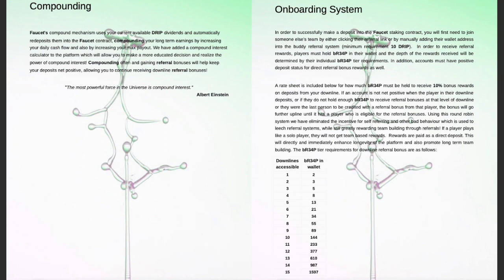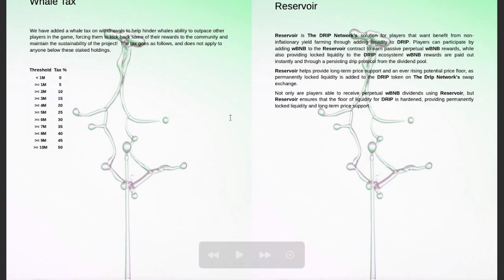The BREEP token, I will leave the BREEP token address down below as well. And depending on how much BREEP you hold in your wallet, you unlock downlines. So if you had 2 BREEP in your wallet, you would get access to your directs. If you had 3, you would get access to 2 down, and it goes all the way down to 15 levels. There's obviously a whale tax.